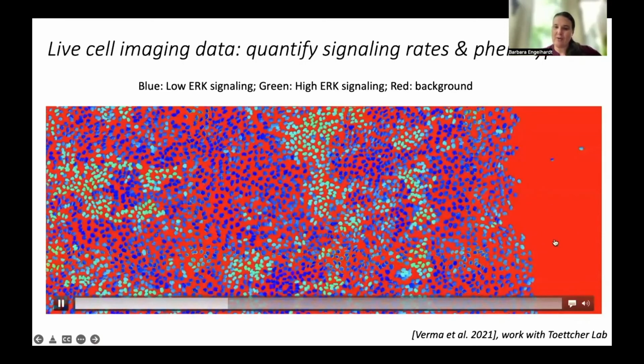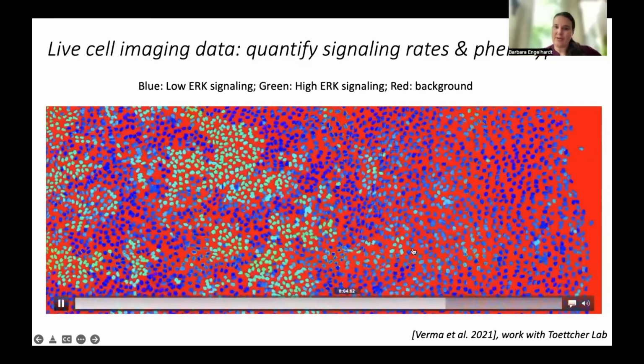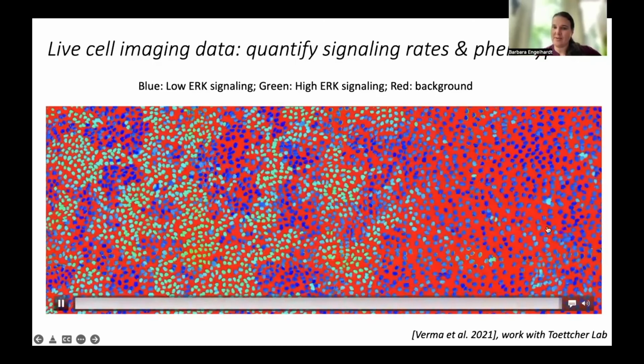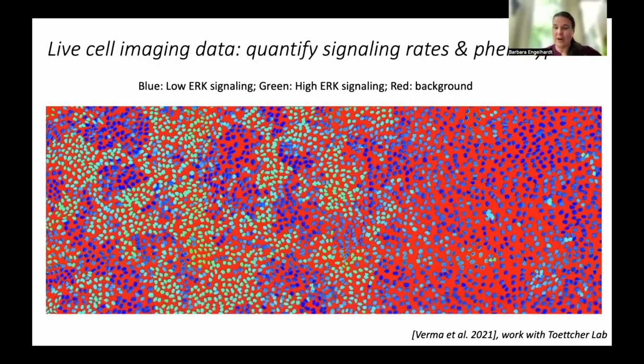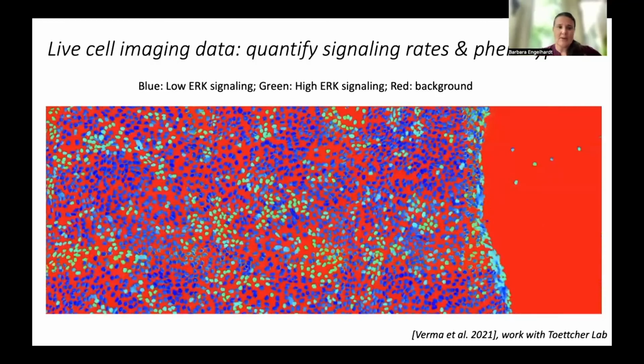And you can see that as the cells try to repair that wound, there is a lot of bursting going on here, trying to recruit cells to the wound frontier. Not a lot of bursting going on here as the healing is going on. So there's definitely spatially resolved signaling going on in ERK bursting.